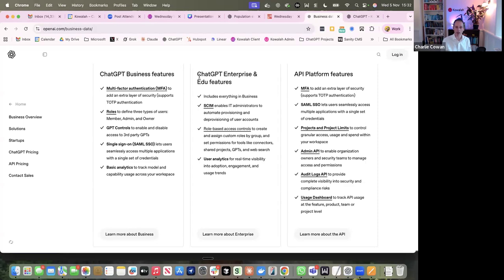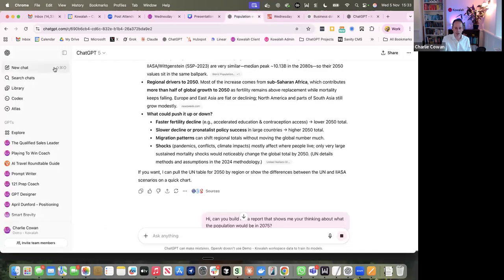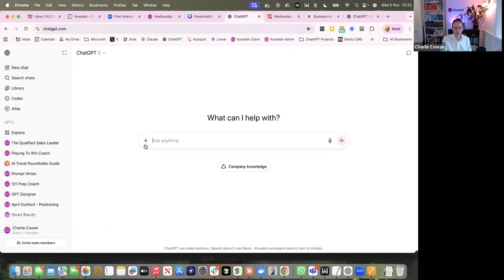And then the other question that I get a lot is about connectors. So how do I give ChatGPT access to all of the systems and tools that I use? And so if I go back to a chat here, then when you click the plus button, you are going to see the ability to access different types of connectors.